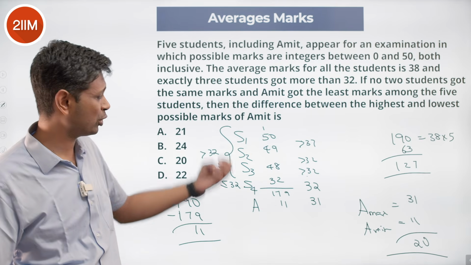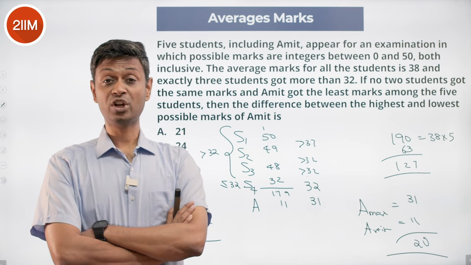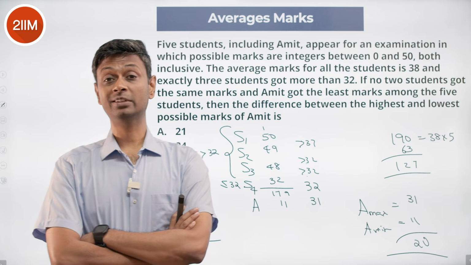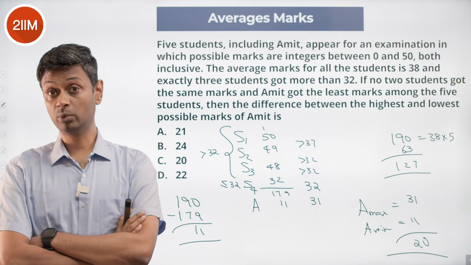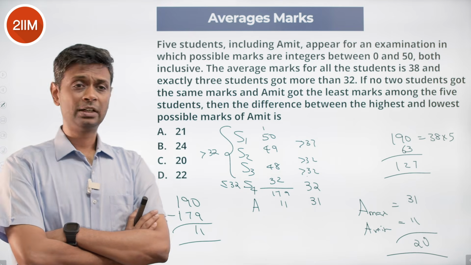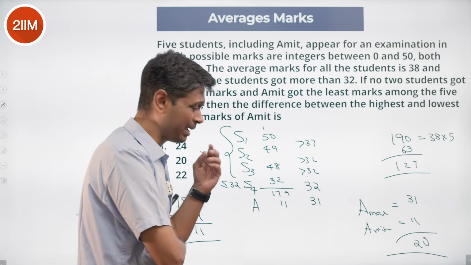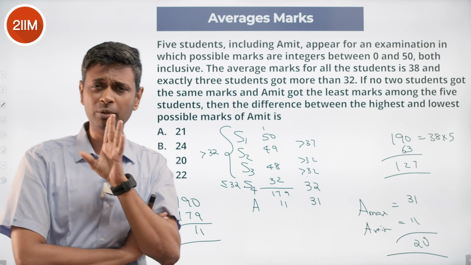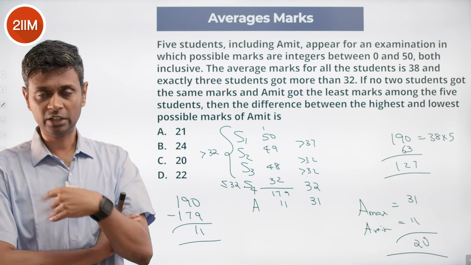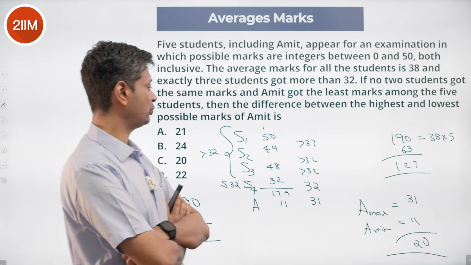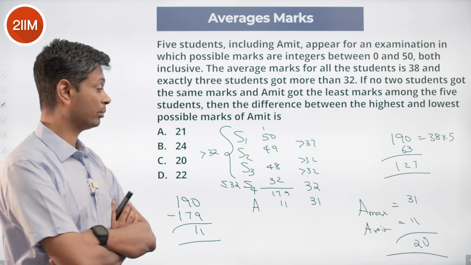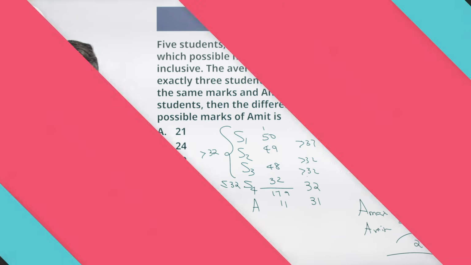Very nice question. Capture all the detail. Keep in mind that average is 38, so sum should be 190. 3 are more than 32. That means the fourth one is less than or equal to 32. It could still be equal to 32. Amit is the least. If Amit has to be maximum, then S4 has to be as high as possible. The maximum value S4 can take is 32. Amit maximum can be 1 less than S4, 31. Easy. For Amit to be minimum, the other 4 have to be as high as possible. 50, 49, 48, 32 is the best scenario, which makes Amit 11. 31 minus 11 is 20.